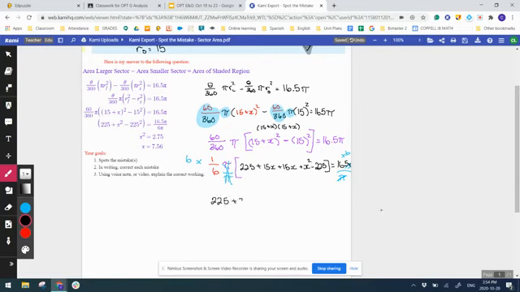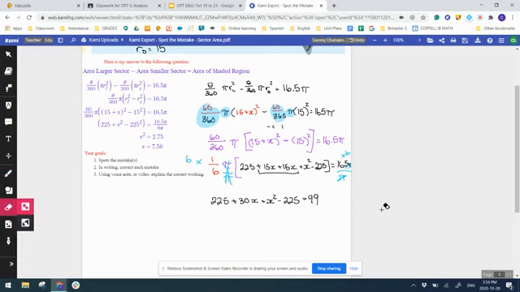225 plus this time now 30x, combining these two together, plus x squared minus 225 equals, now we have 16.5 times 6, which is going to give me 90. Alright. I'm going to get rid of this now so we don't get confused with our work.